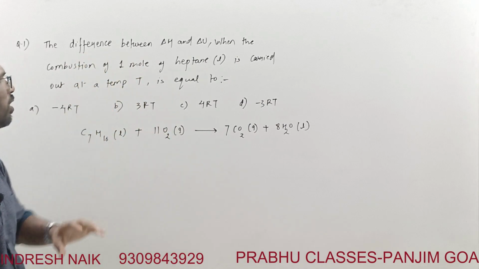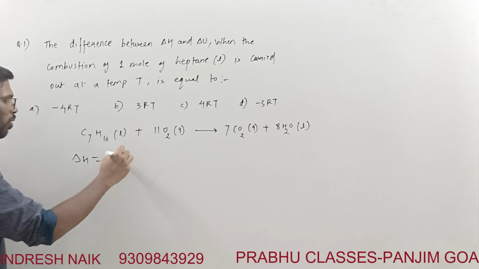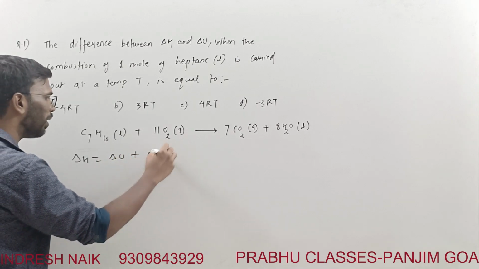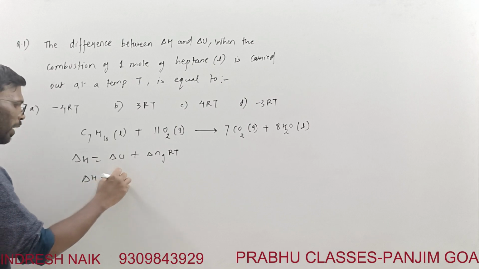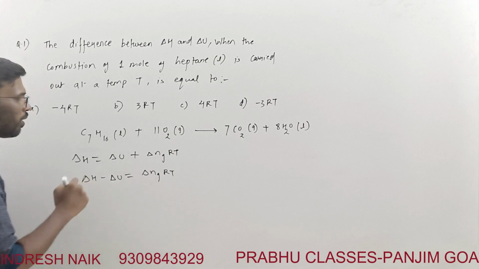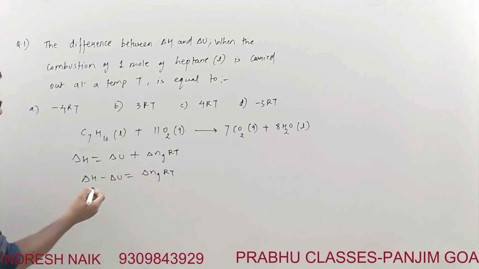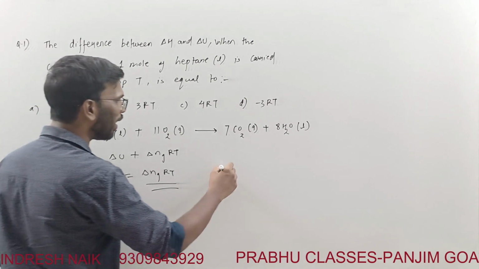You need to find the difference between delta H and delta U. See, delta H is equal to delta U plus delta Ng RT. So what is this? Delta H minus delta U is equal to what? Delta Ng RT. So this is the difference, they have asked only this, right? So what is delta Ng over here?